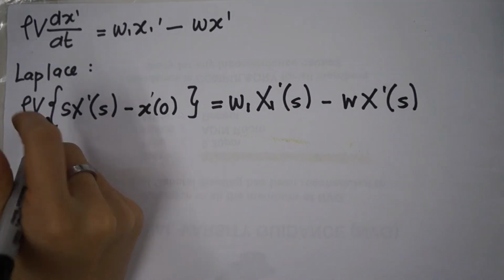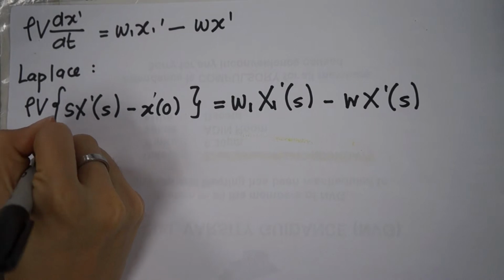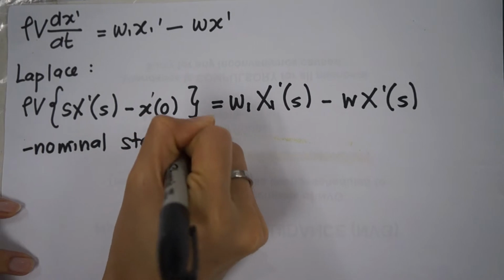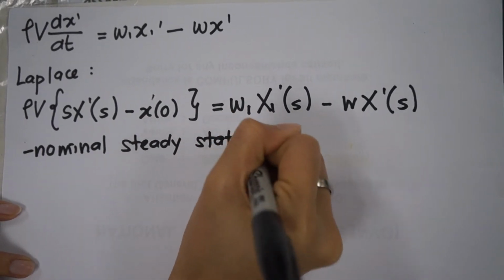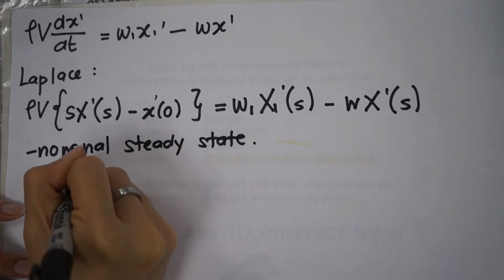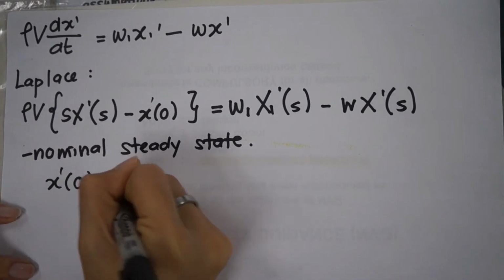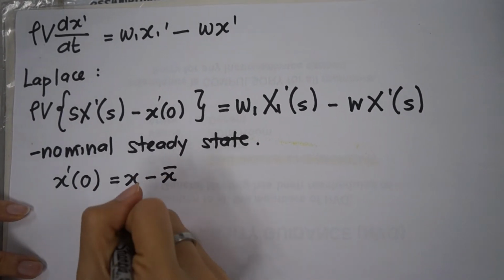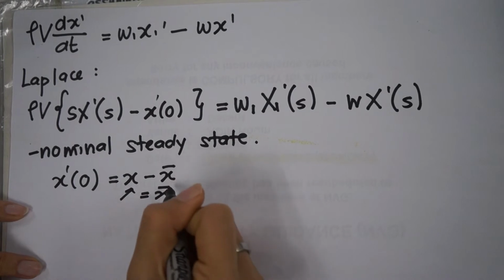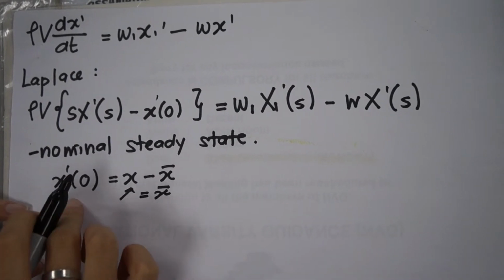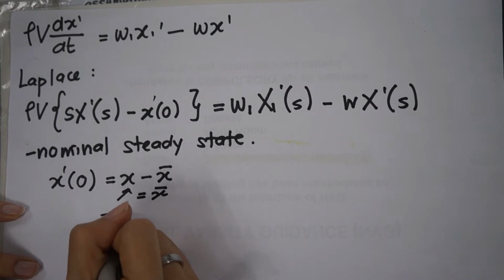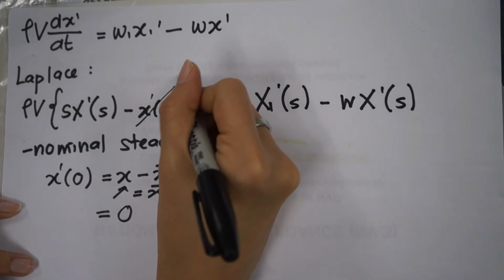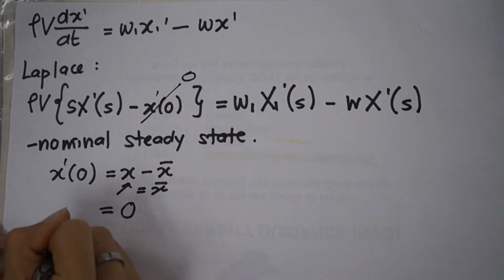We assume this system to be at nominal steady state. Again, it's another assumption. So what we do here is this. It means that at initial condition, this x is equivalent to x bar, because it's at steady state. So x bar minus x bar, you get a 0. So x prime at 0 equals 0. You can just take this out, and we get this.